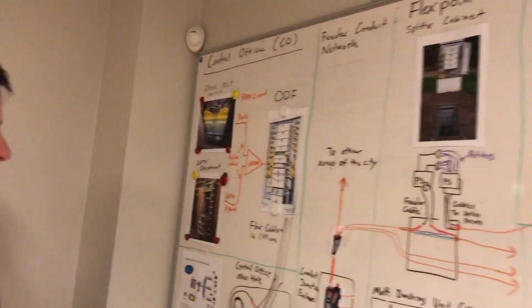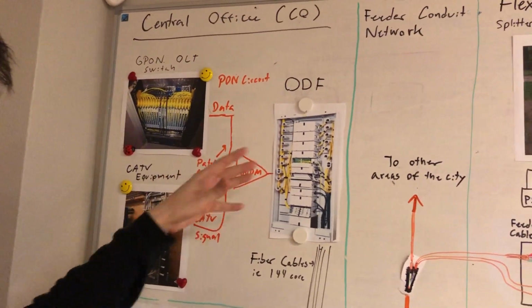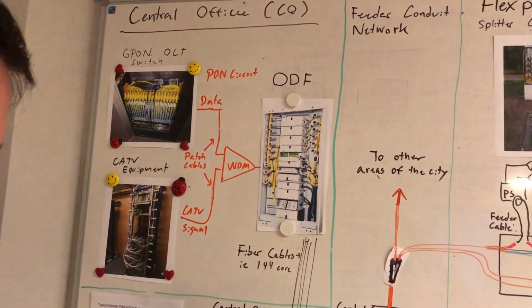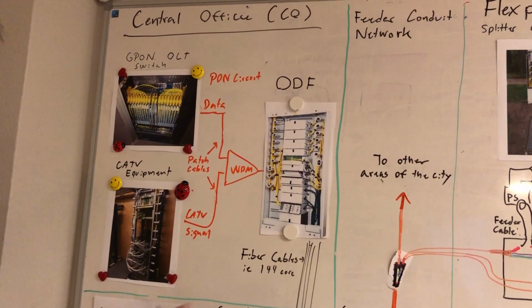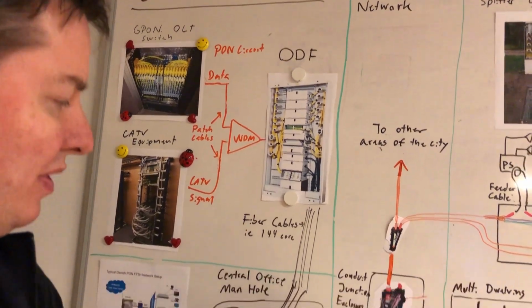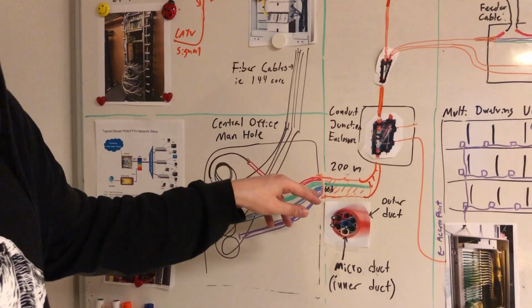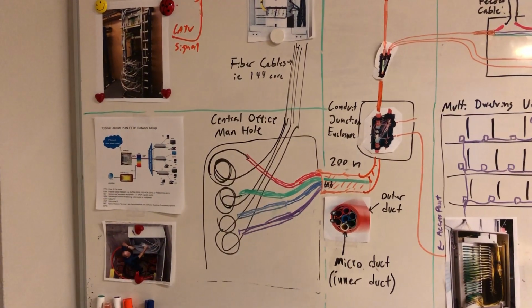So if we try to go back, and now comes the fun part, because from the central office, of course there's a lot of fiber cable going out in the world, right? But what we do in Denmark, we use something called a conduit network, a network of ducts, micro ducts. So it's pipes, right? So everything is on the ground.